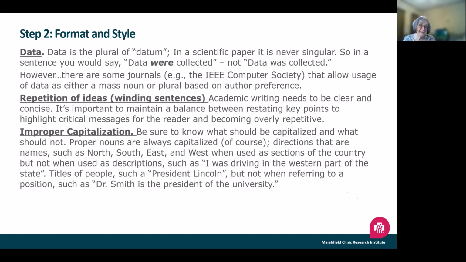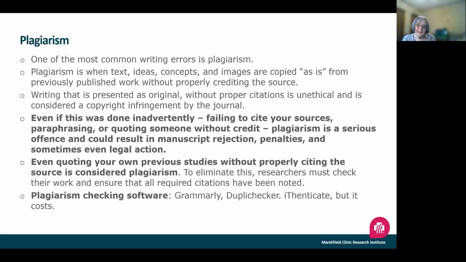Okay, this is just briefly, I'm going to talk about plagiarism. I've given entire presentations on plagiarism to some of our medical students. One of the most common writing errors is plagiarism. Oftentimes it's done inadvertently, but it's still wrong. And with plagiarism checking, you shouldn't be submitting papers with plagiarism in. But plagiarism is when text, ideas, concepts, and images are copied as is.